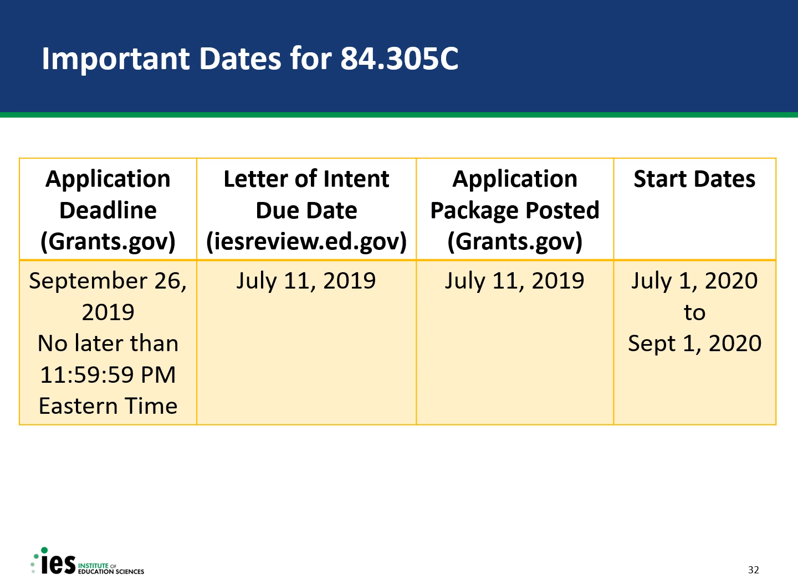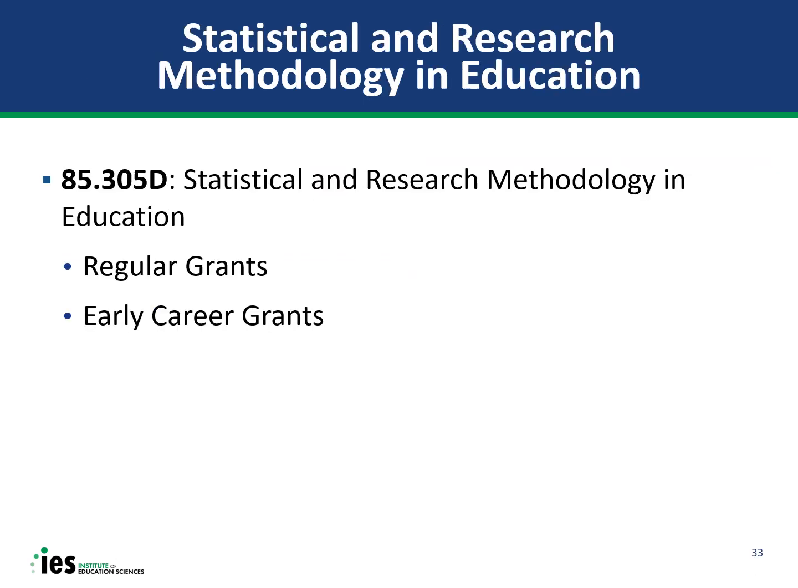Please note that the dates for receipt of applications for the Center RFA is different than the previous dates we've discussed. For Center applications, the deadline for receipt is September 26, 2019, not later than 11:59 p.m. Eastern Time. Letters of intent, however, are also due on July 11th, 2019, and the application package will be posted on July 11th, 2019. Start dates are July 1, 2020 to September 1, 2020.